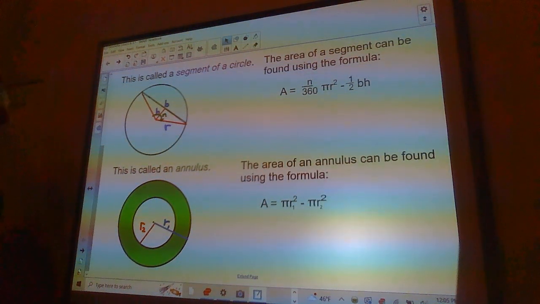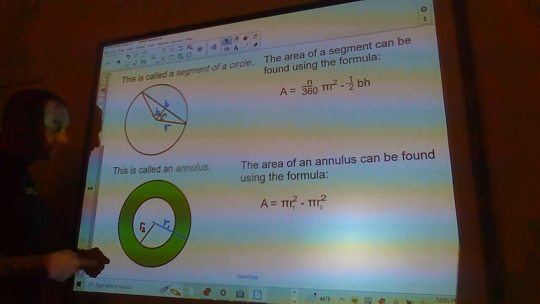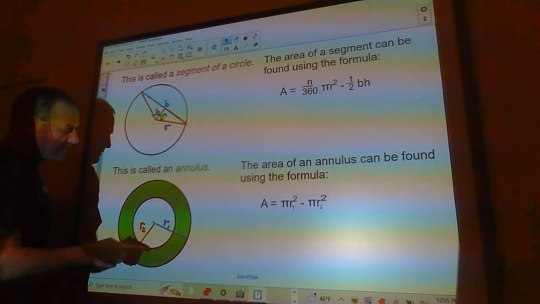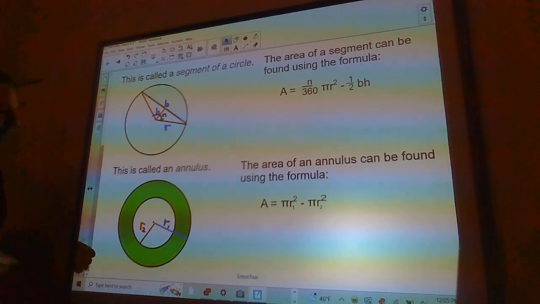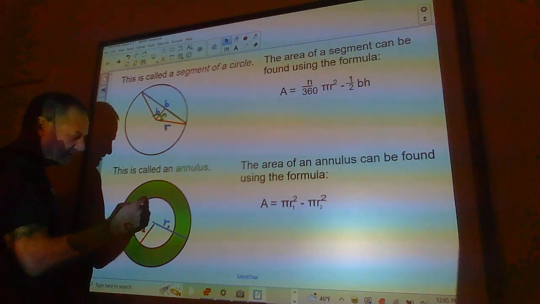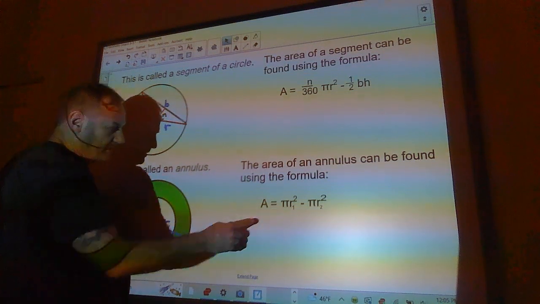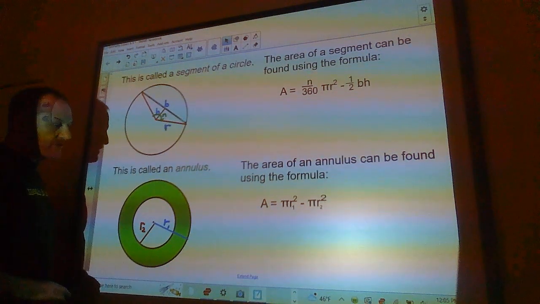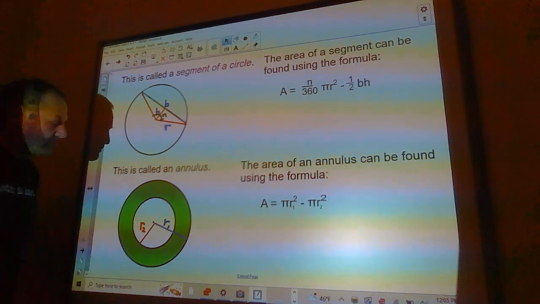Now, this is called an annulus. Basically, it's two concentric circles, so that's circles that have the same center. And you want the area between the two circles. So that's just find the area of the big circle and then find the area of the little circle and subtract it. So if we call this radius 1, then it's pi radius 1 squared minus pi radius 2 squared. That's a super simple one in my opinion.